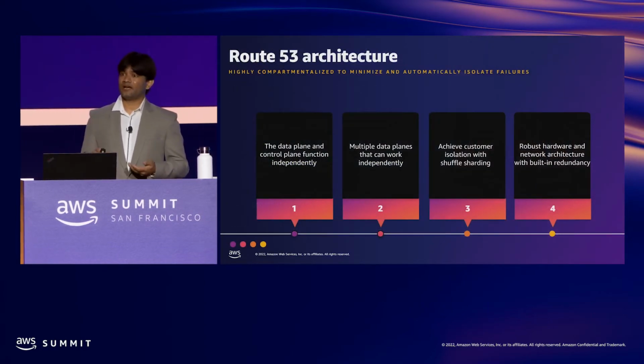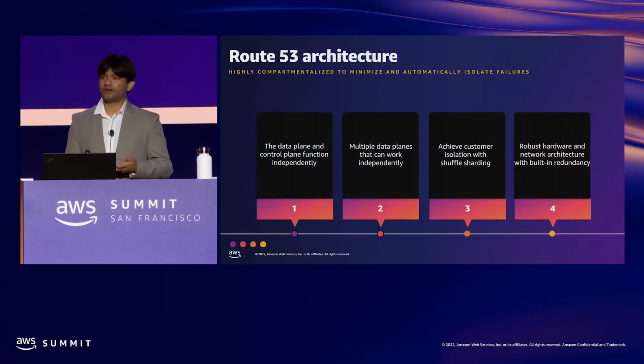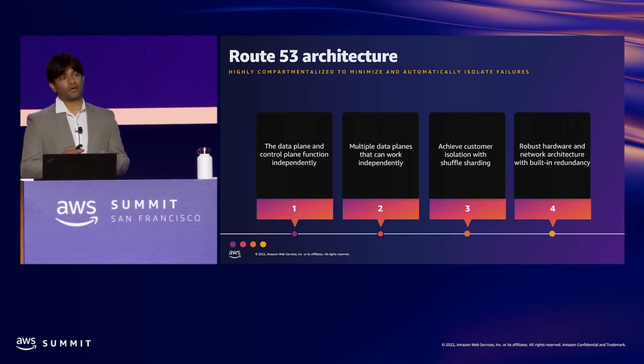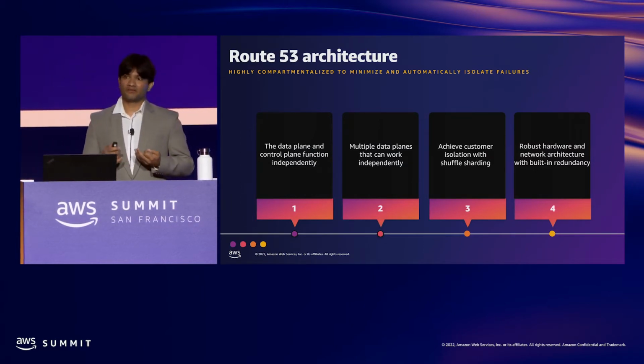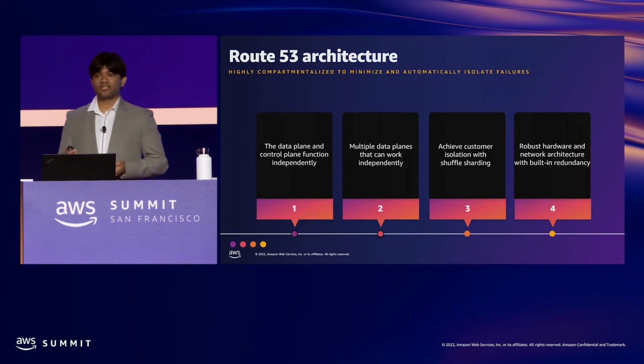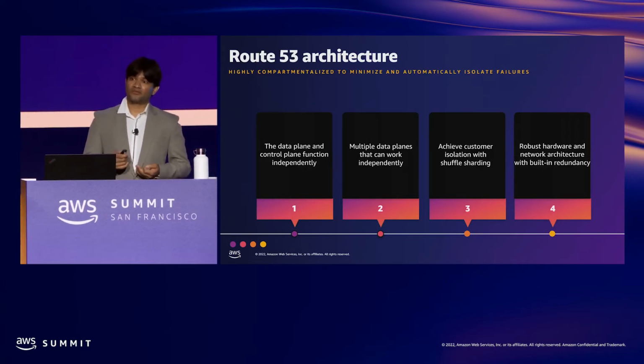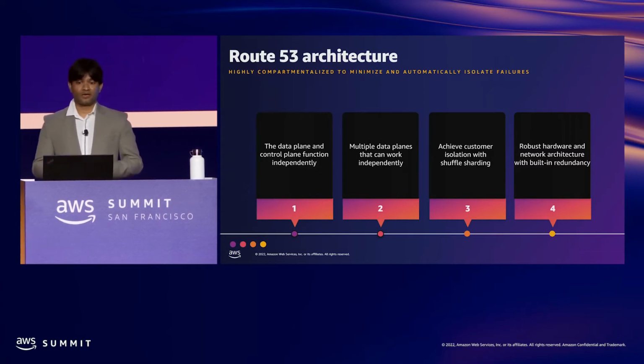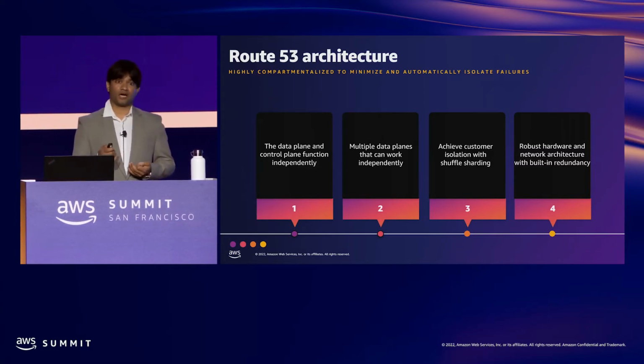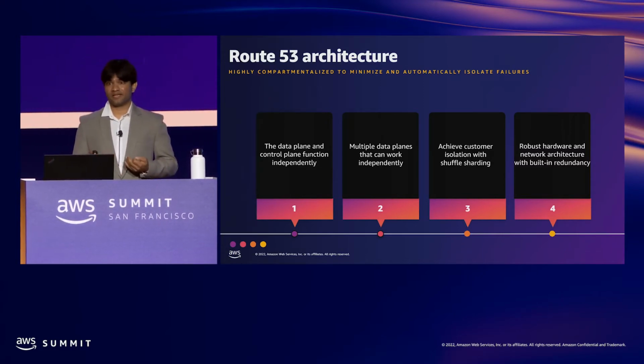And because of this highly available cell architecture with sharding and Anycast, we offer a 100% availability SLA with Route 53. Even with the US East 1 service event that happened in December 2021, Route 53 data plane was functional, and customer applications that relied on Route 53 for routing worked seamlessly.